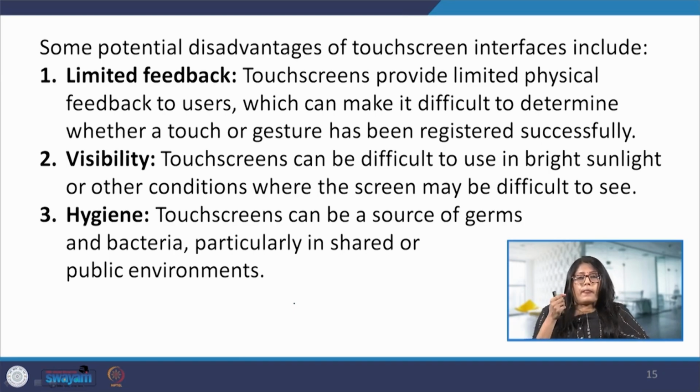When we are pressing a physical button on the phone, we know that it has been pressed, but in this particular interface it is difficult to say. Then visibility is a problem, especially when it is very sunny or we are using it outside, because in that condition we cannot really read it very well. And lastly is hygiene, especially when it is a shared screen used by a lot of people, like we saw with tourist kiosks or in hospitals. Hygiene can be an issue, because with multiple people using it, how clean is it, who is cleaning it, all those questions become important.